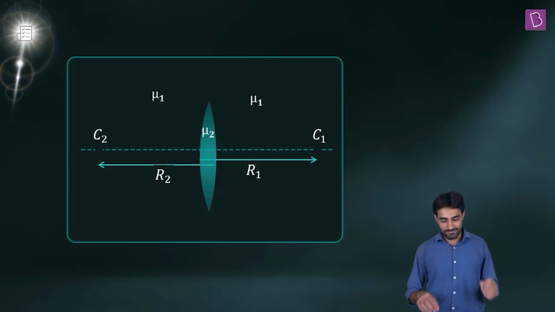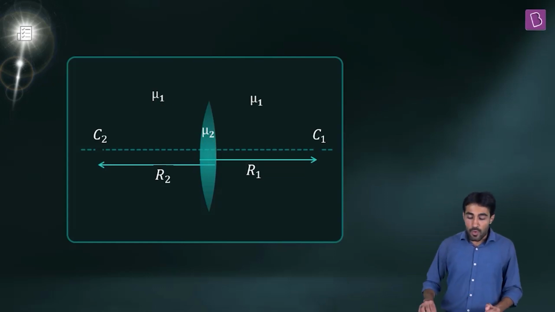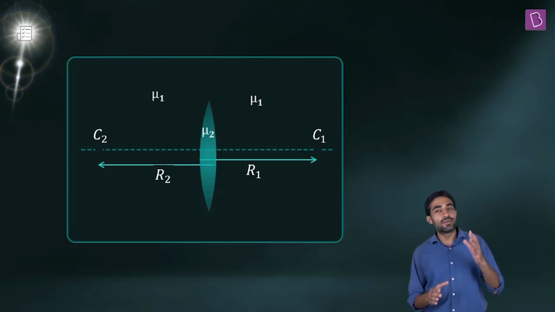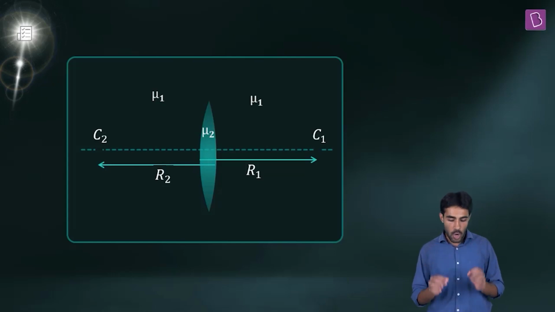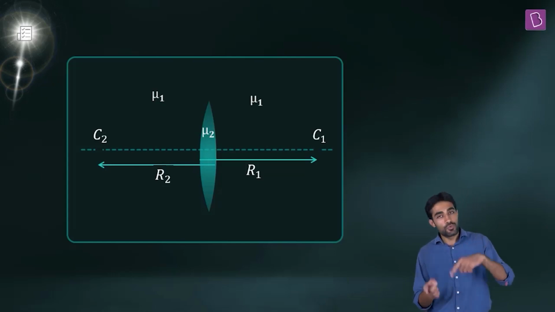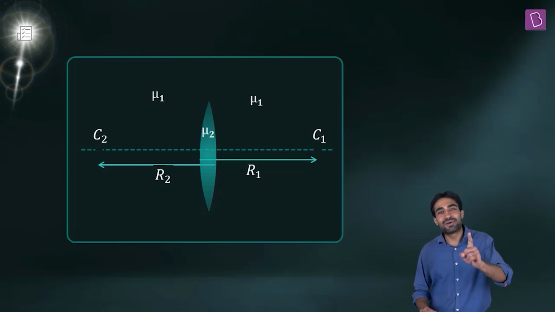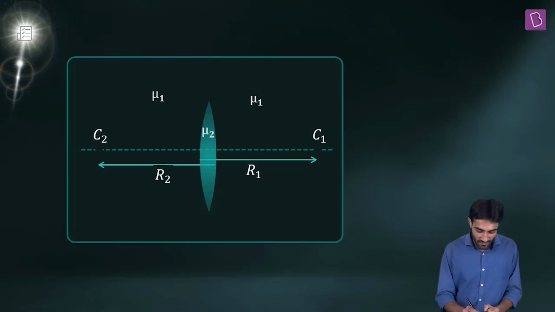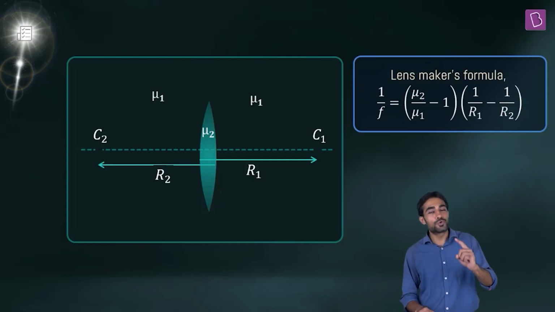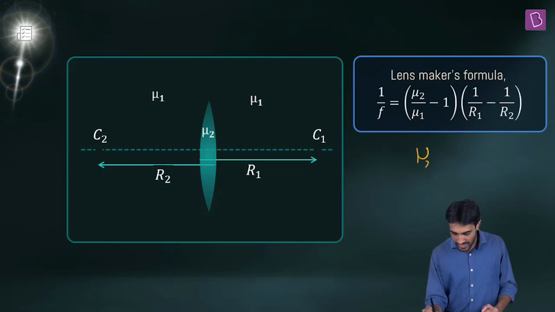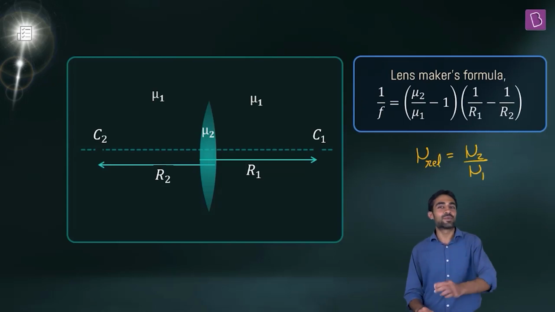Now, we have to tell on what factor the focal length of this lens will depend. Will it depend on mu2 only? Will it depend on mu1 only? Or both mu2 and mu1? Well, if you remember the lens maker's formula, it says it depends on mu2 and mu1 both. Actually, it depends on mu relative, and mu relative is mu2 divided by mu1.